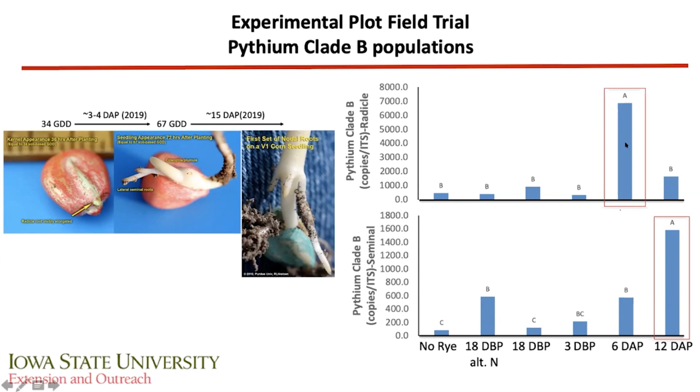So in the 6 days after planting, the radicle was probably at a susceptible stage to get infected. The seminal roots were still emerging, so we don't see as much Pythium on those. And then when we get to the 12 days after planting, that radicle's pretty mature and growing, so we detect less Pythium, but we find more Pythium in the seminal roots, which are now at that susceptible stage.